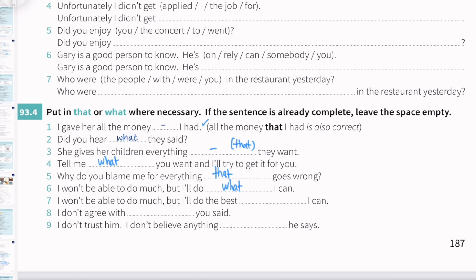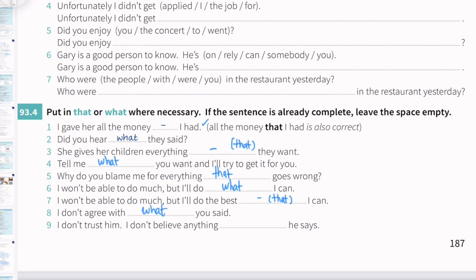Number 7. "I won't be able to do much, but I will do the best." Now it's slightly different. In this case, we don't need to fill anything, but "that" can also be another option: "I won't be able to do much, but I will do the best that I can." Number 8. "I don't agree with you said." "I don't agree with what you said."